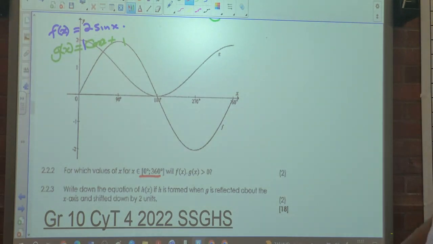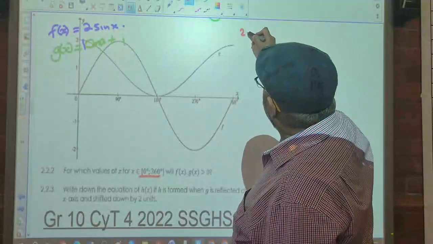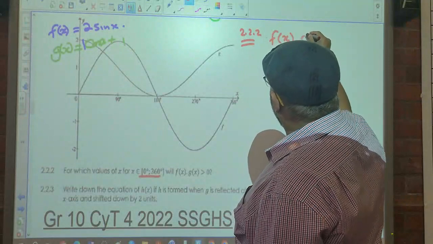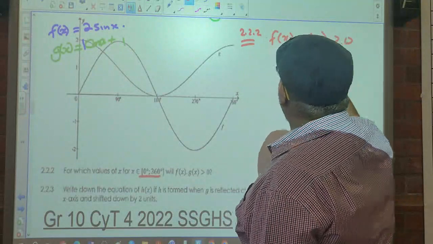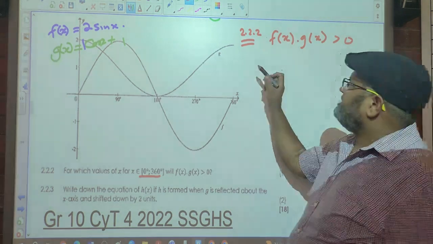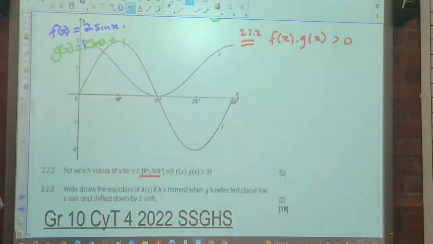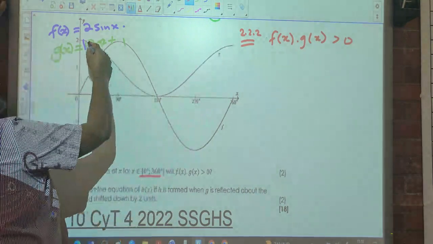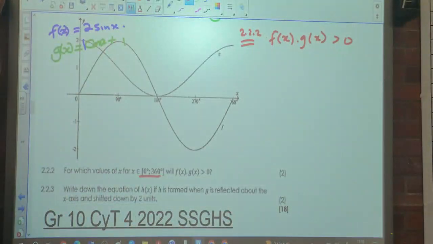So, if you're looking at the f of x times the g of x graph, it must be positive. When do we multiply two numbers and the answer is positive? When will that be the case? Both are positive or both numbers are negative. So in other words, we must check whether both graphs are positive or both graphs are negative. So if we look at this graph of g, what do you notice? It's always positive.